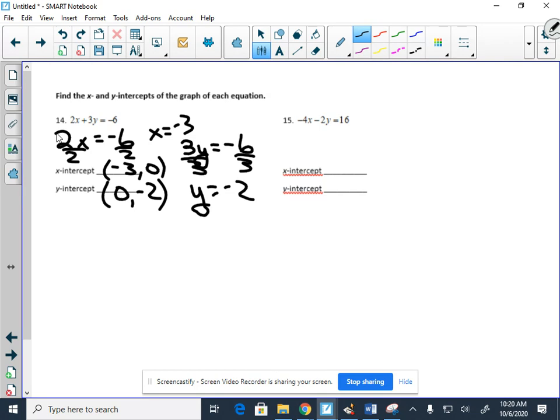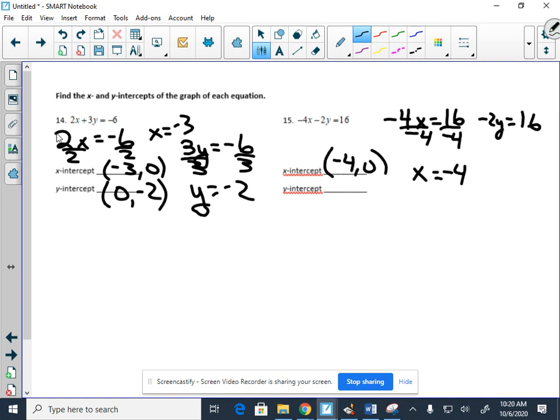Find the x and the y-intercept for the next one. Go ahead and work ahead. Do it on your own if you got it. -4, 0 for the x-intercept. -8 for the y-intercept.